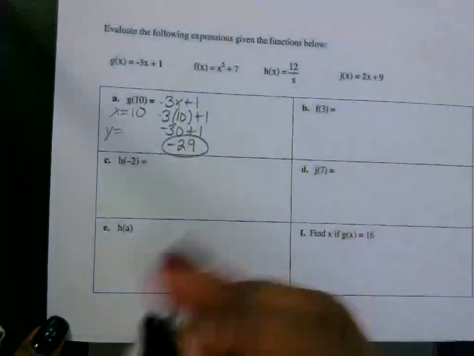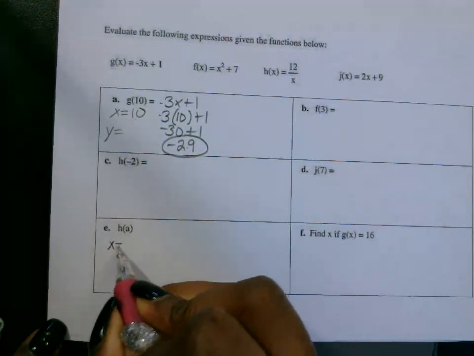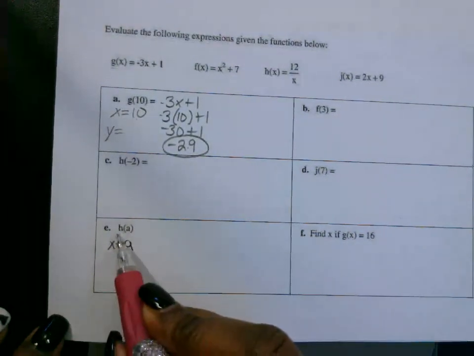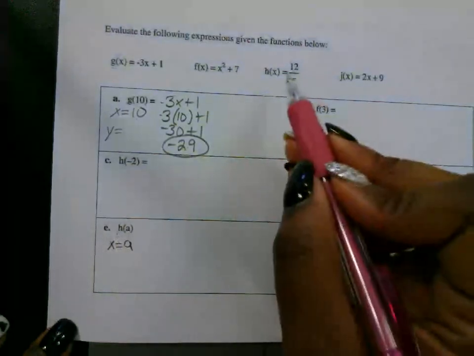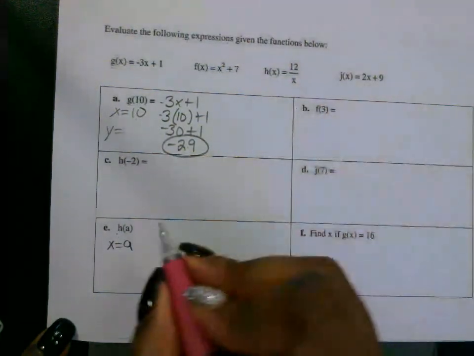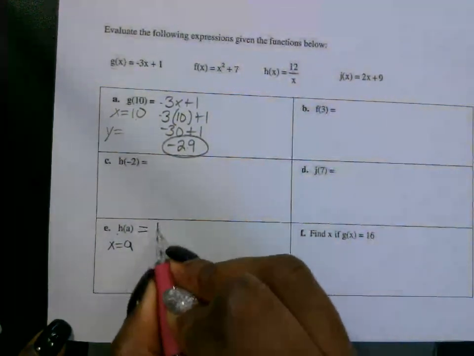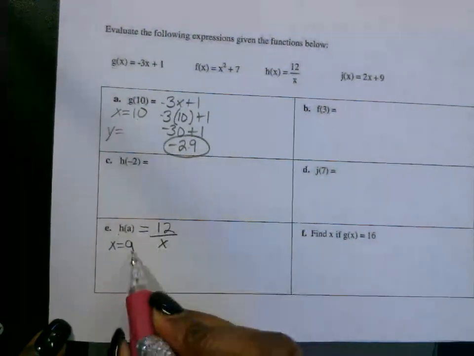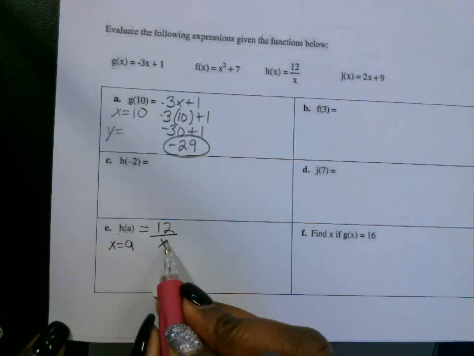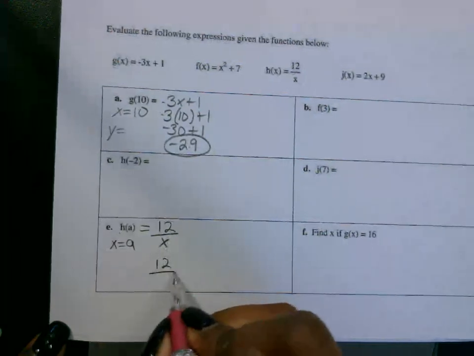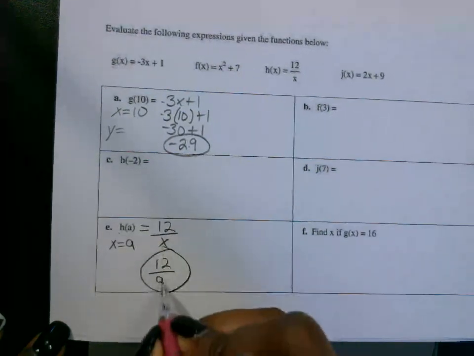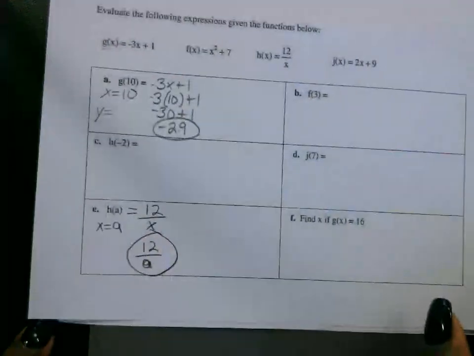Let's go down to this one. Here, x is equal to a. We're going to use the h of x function. That's this right here. So we got h of x is equal to 12 divided by x. Replace x with a. So I have 12 divided by a. This is my answer because I don't have a number for a.